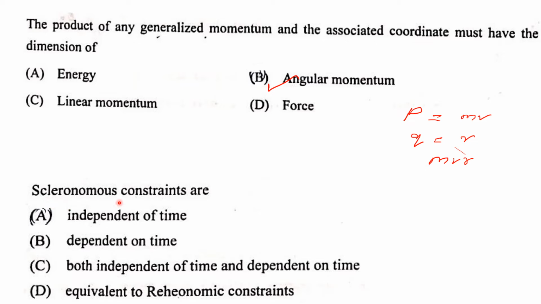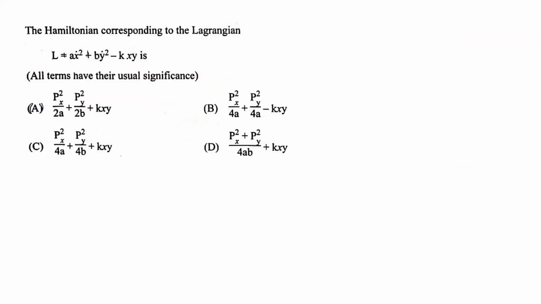Next question is, scleronomous constraints are: options are independent of time, dependent on time, both independent of time and dependent on time, equivalent to rheonomic constraint. So we know that rheonomic constraints are always dependent on time and scleronomous constraints are independent of time. Therefore, option A is correct.